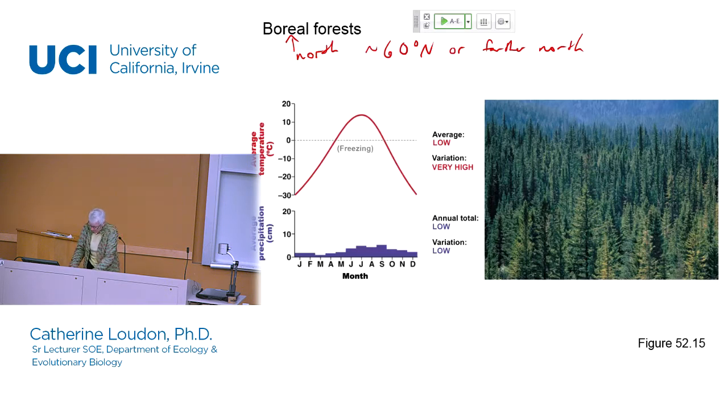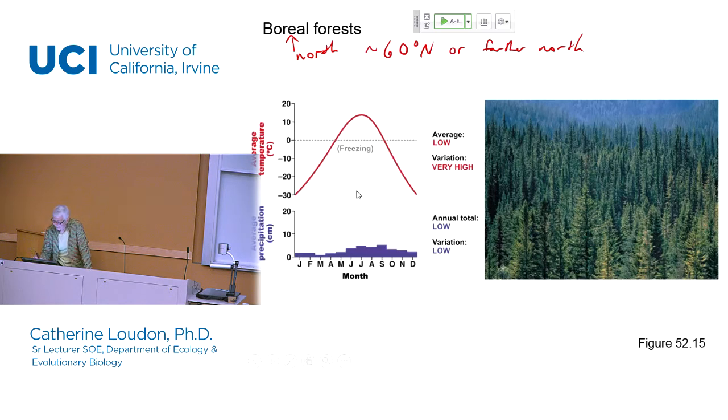So what can we say about the boreal forests then? Much colder, not a surprise. We're much farther north here, and so if we look at the temperature, you can see that there is a fairly large fraction of the entire year where the average temperature is below freezing. Right here's the freezing line. So there's just this little period here in the summer where one is above freezing, and the rest of the time it is below freezing.